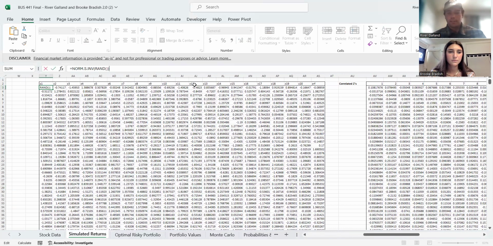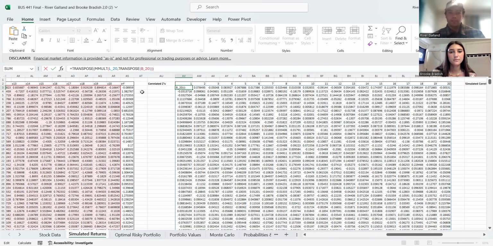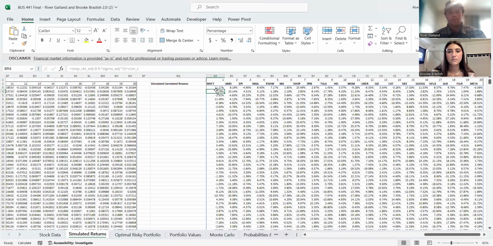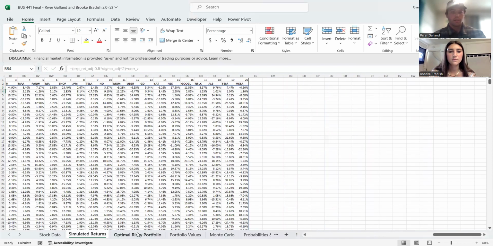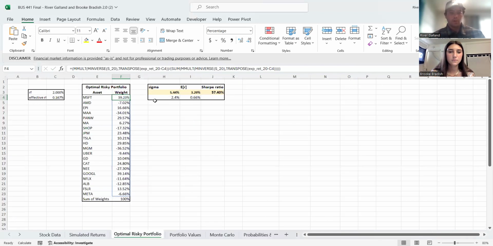And to get those correlated returns, we first get a normal distribution of random values, then find the correlated z values, which is another matrix function using those normally distributed random values. And then with those correlated z values, we turn those finally into our correlated returns. Using these correlated simulated returns for the next 5 years, we were then able to create our optimal risky portfolio.